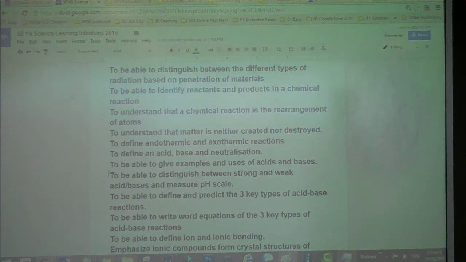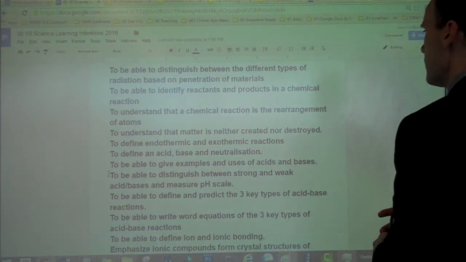What is, if something was 1 on the pH scale, would it be acid, basic, or neutral? Yes? Acid, yeah. 1 would be a strong acid, a 6 would be a weak acid, an 8 would be a weak base, and 14 would be a strong base. So you need to be able to navigate the pH scale.